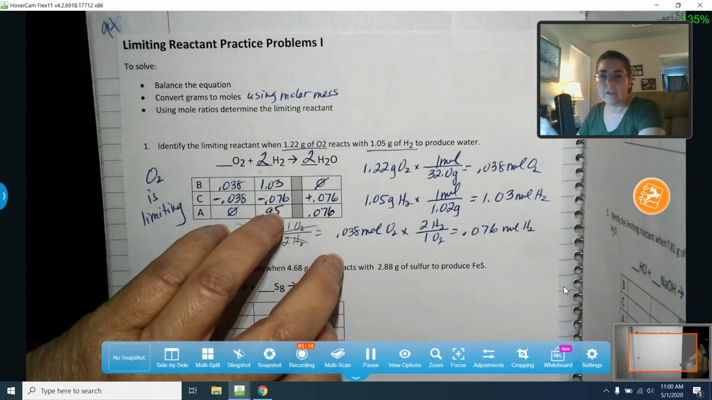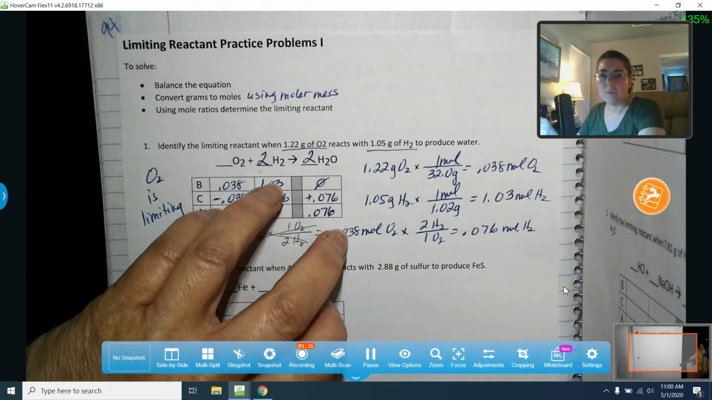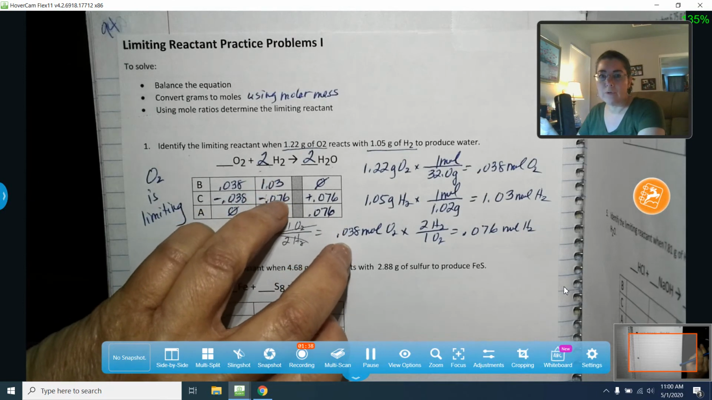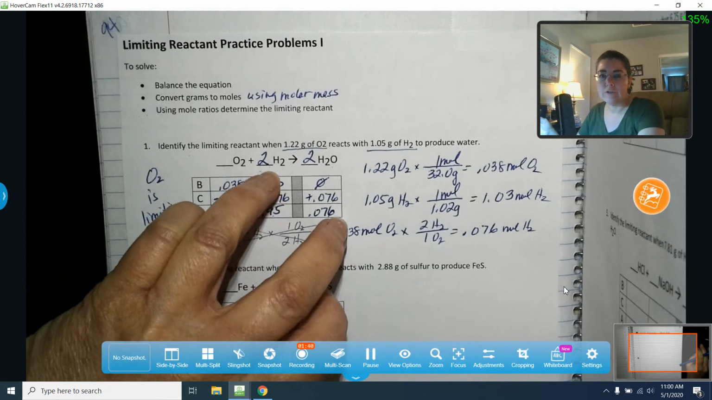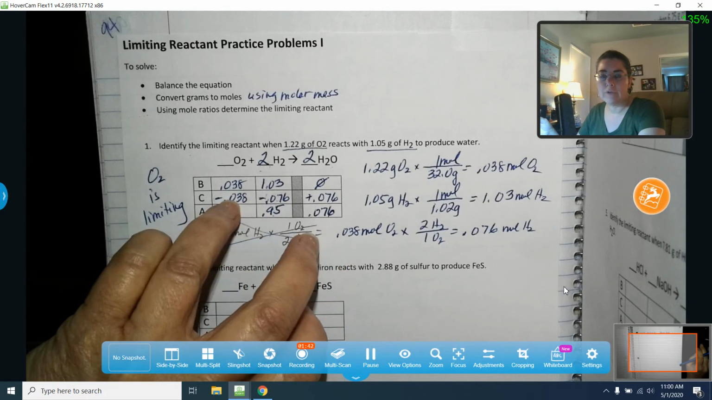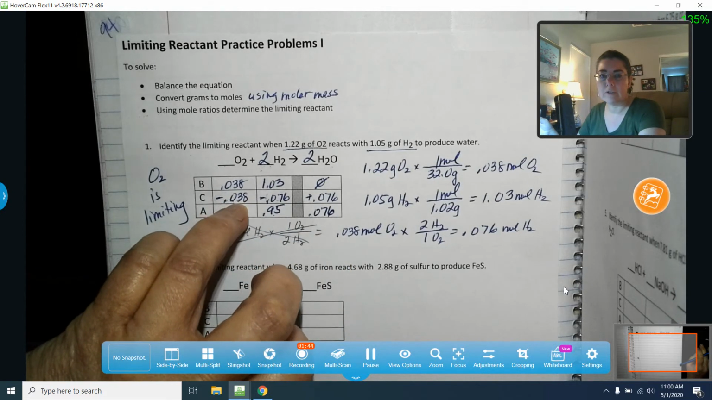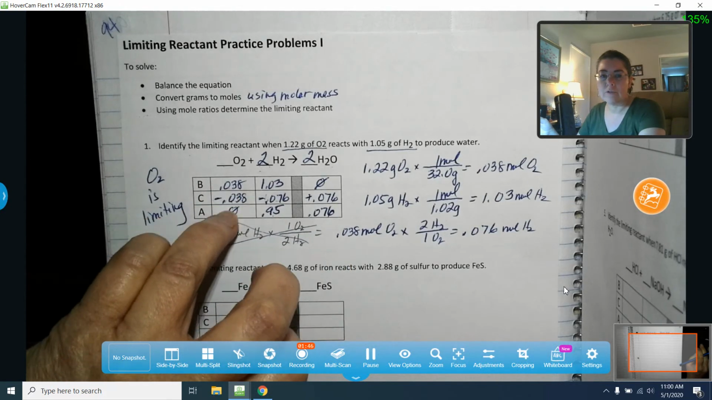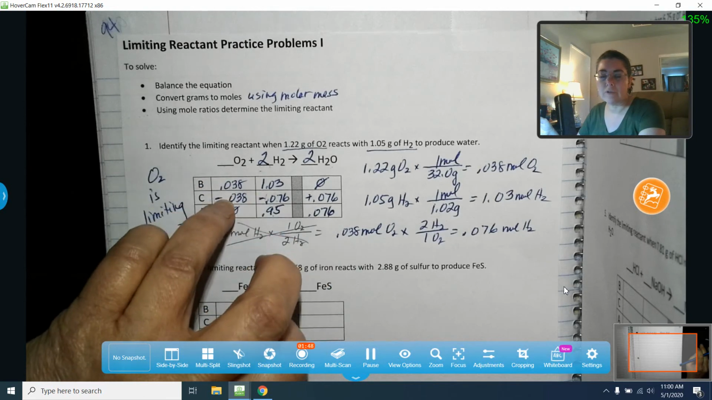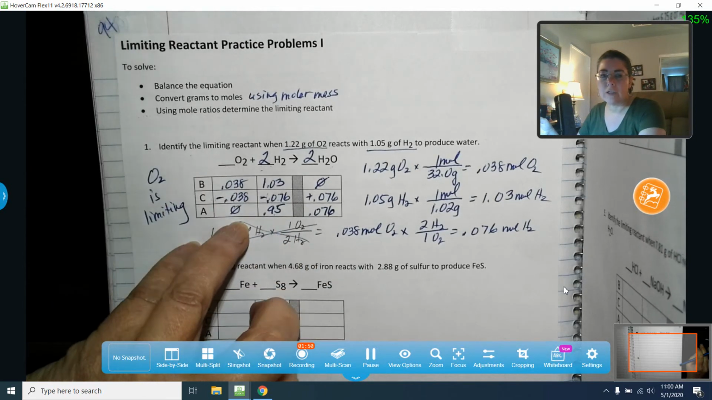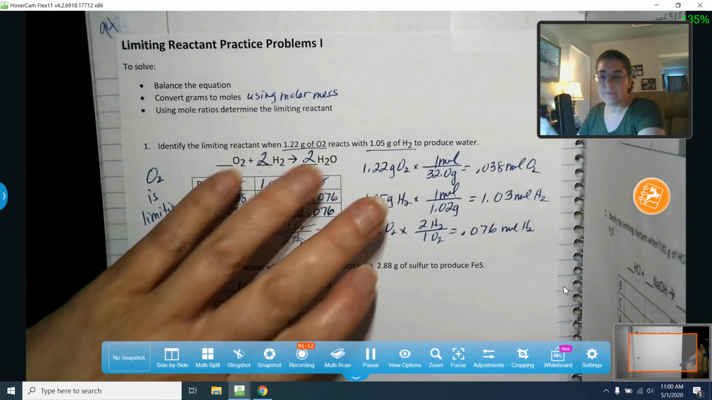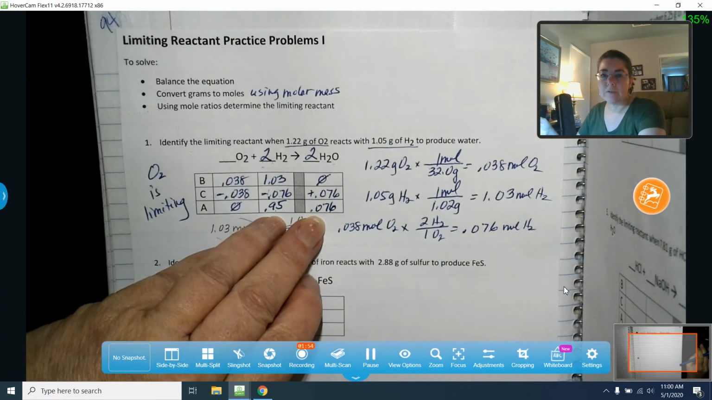Okay, if I put in minus 1.03 over here, used up all of this, what you would have found is this amount would have been greater than what you actually had. So then you know that would be impossible, and you'd have to switch and use the other reactant as your limiting reactant. Okay, so that's how limiting reactant problems work.